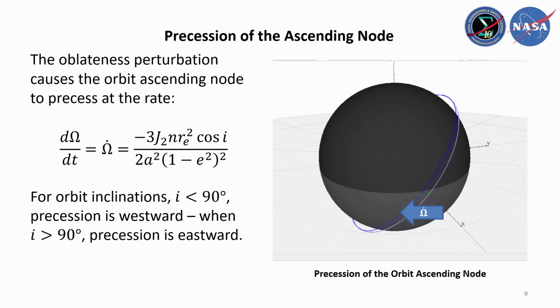First, let's look at the effect of Earth's oblateness on the ascending node. For orbit inclinations less than 90 degrees, the orbit ascending node, that is the point where the orbit crosses the equator going from south to north, precesses westward each orbit. We'll call this negative. For a given central body, the rate of the precession is dependent on the orbit semi-major axis, the orbit eccentricity, and the inclination angle. For inclinations greater than 90 degrees, the precession is eastward. We'll call this positive. Mission designers can use this precession to their advantage, as we shall see.